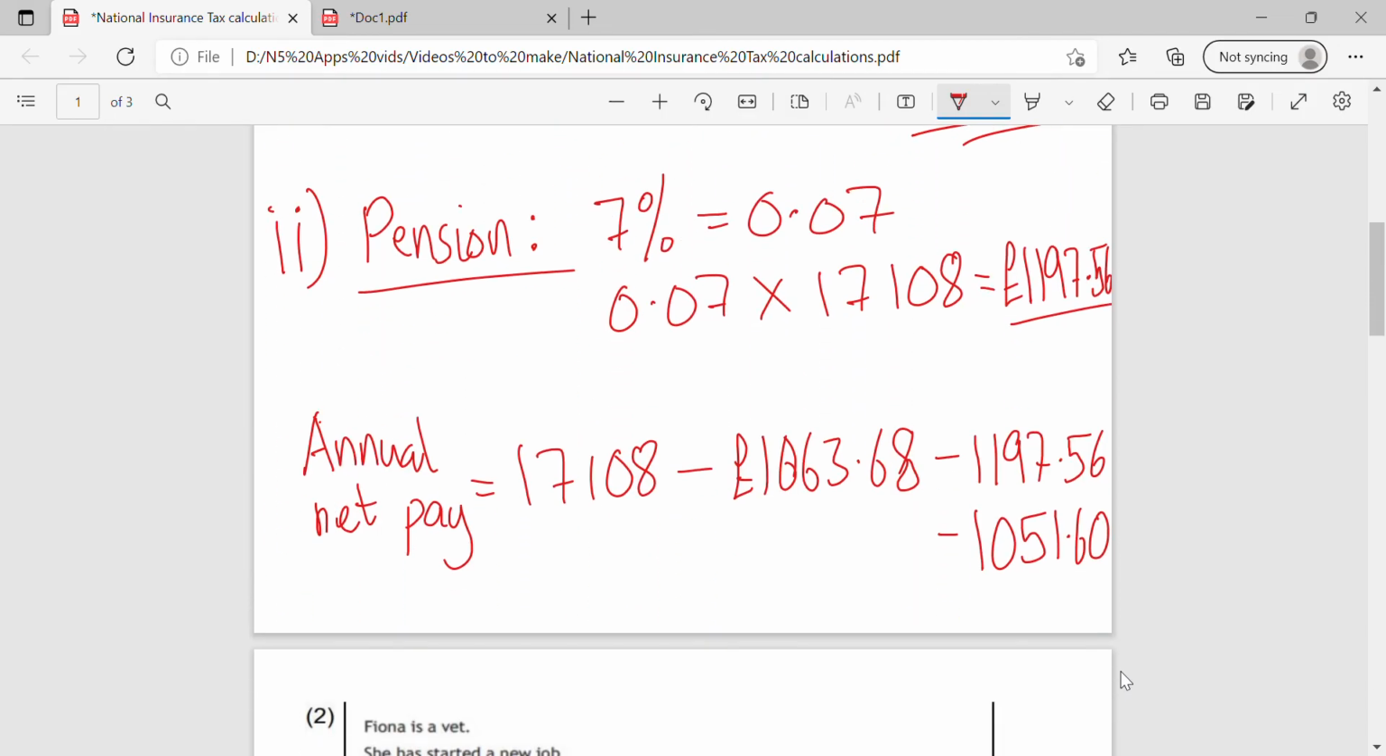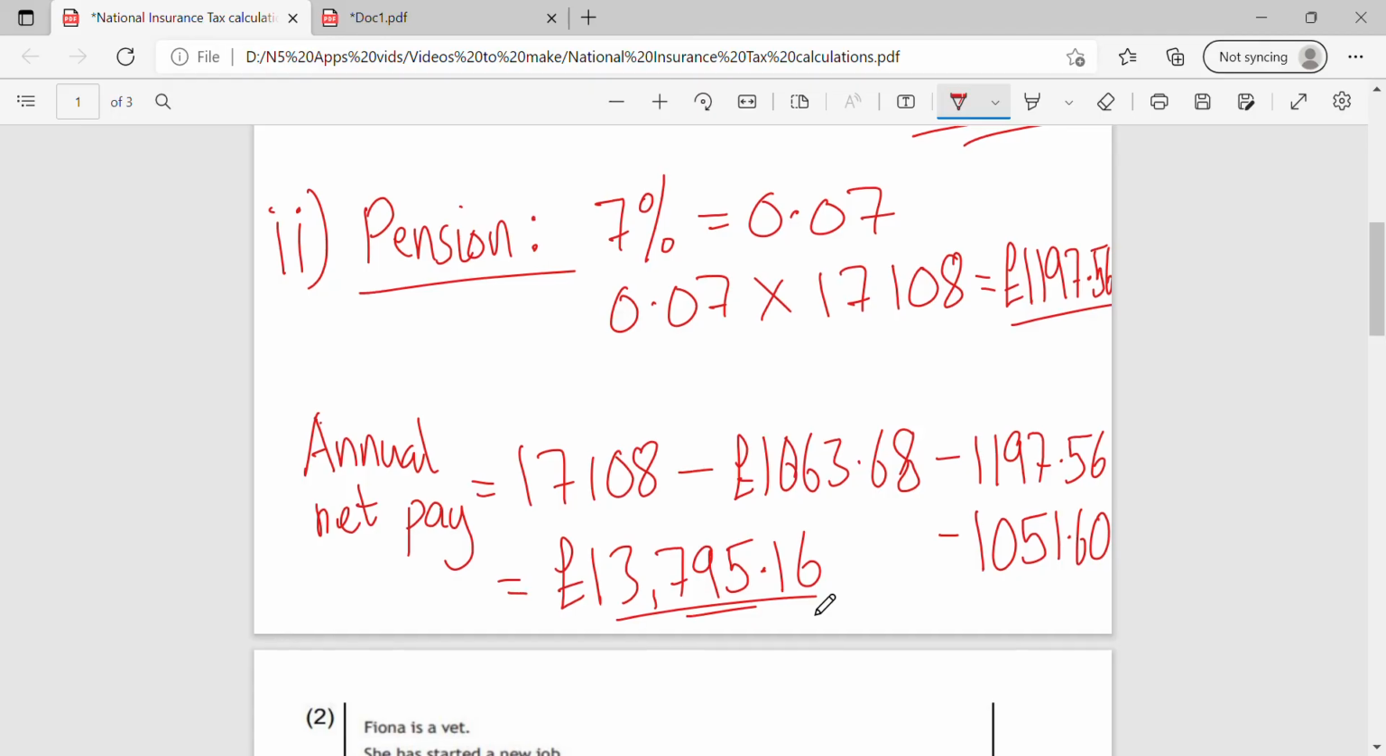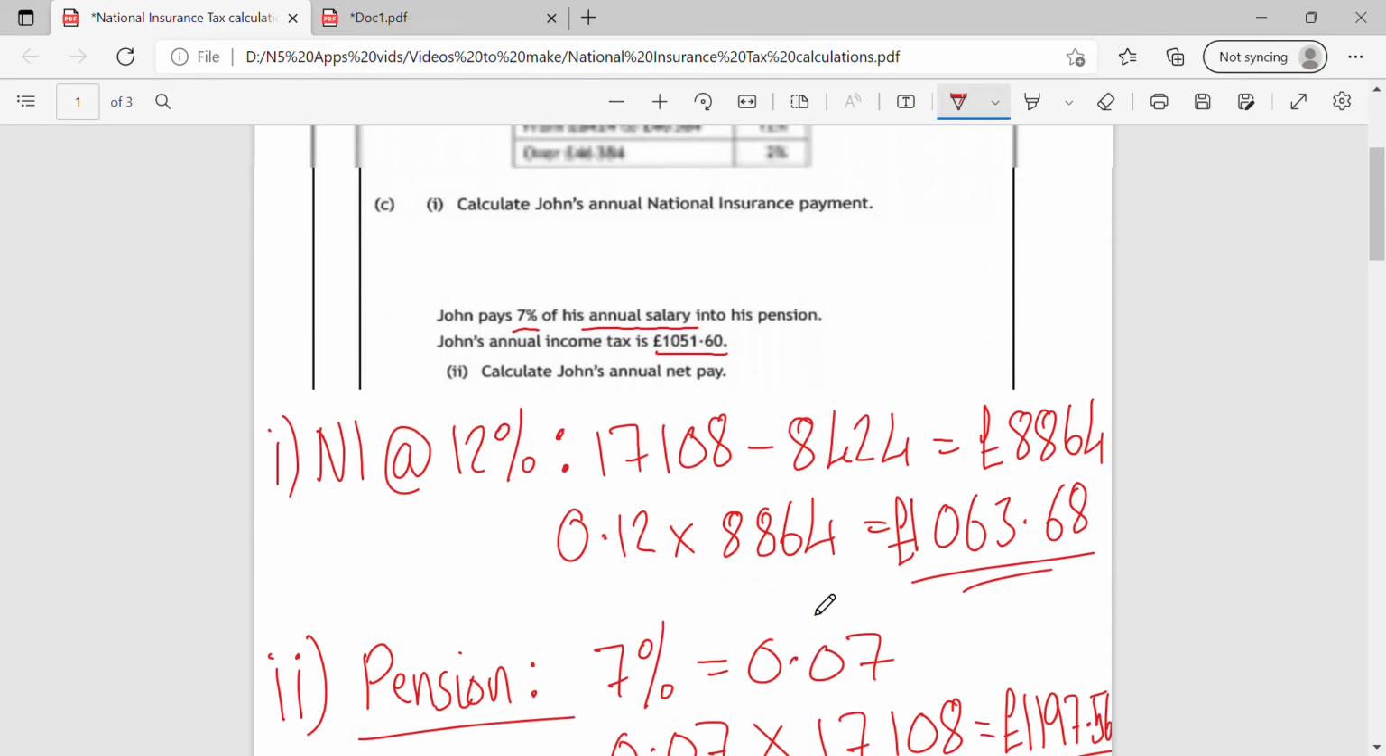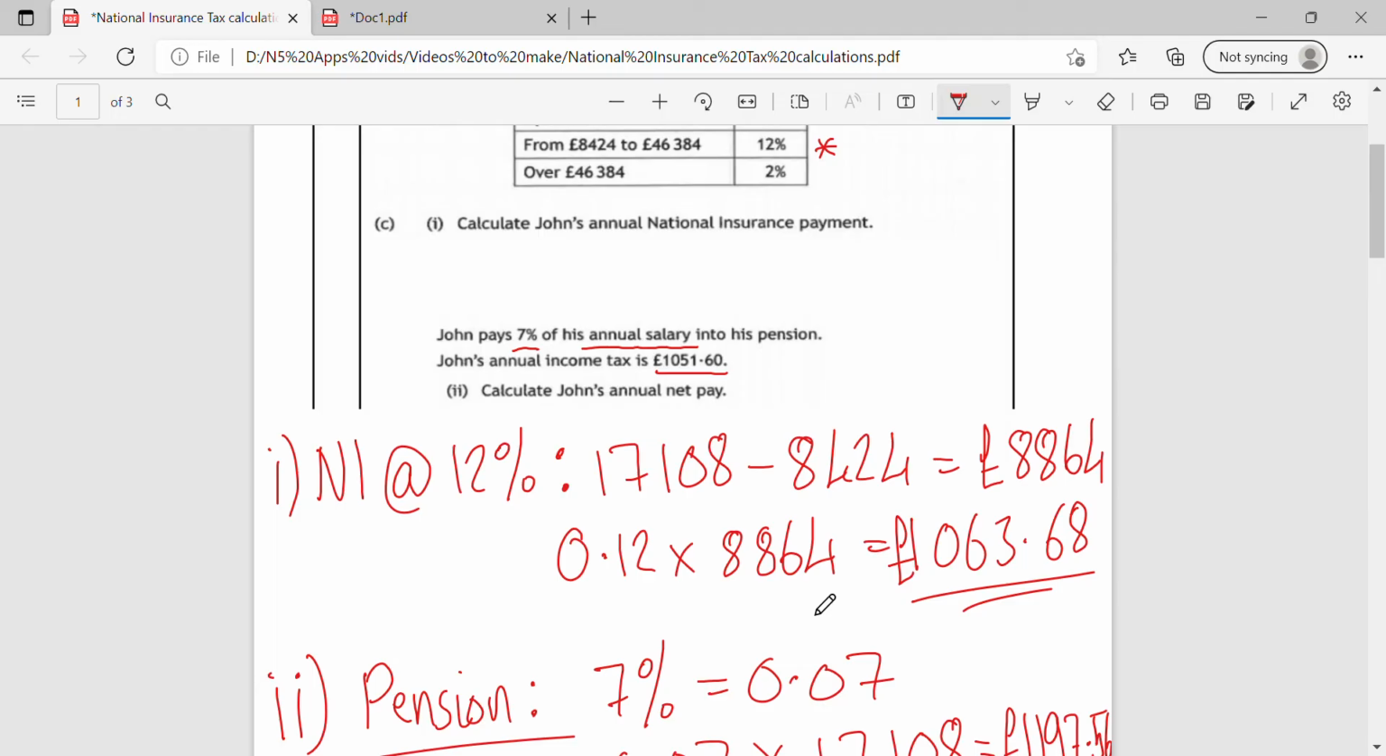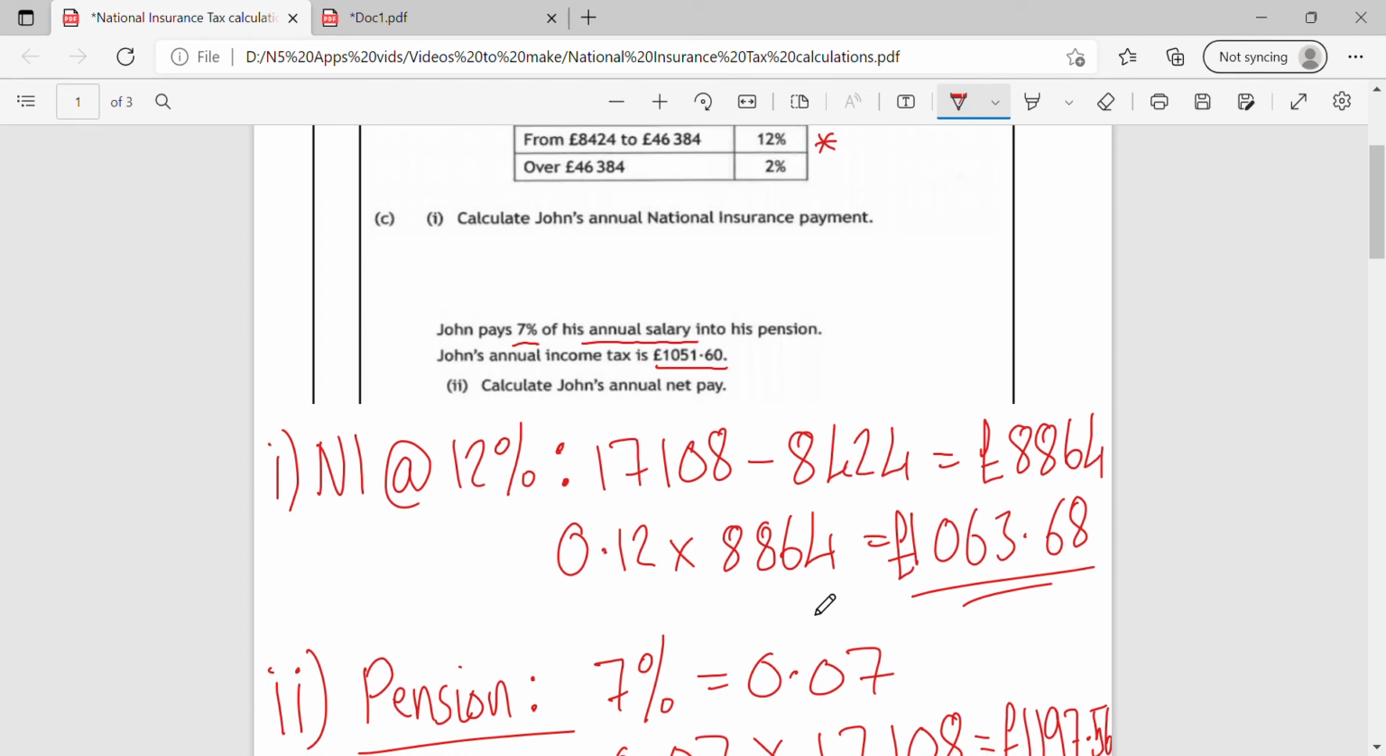Okay, and then we get our answer to that, and that's his net pay. So we're just going to subtract all of those off. And the answer that he's left with is £13,795.16. So those are the two steps for national insurance calculations, really. First one is to work out the national insurance paid, and then often in the second part you're asked to work out a person's net pay by subtracting the deductions.